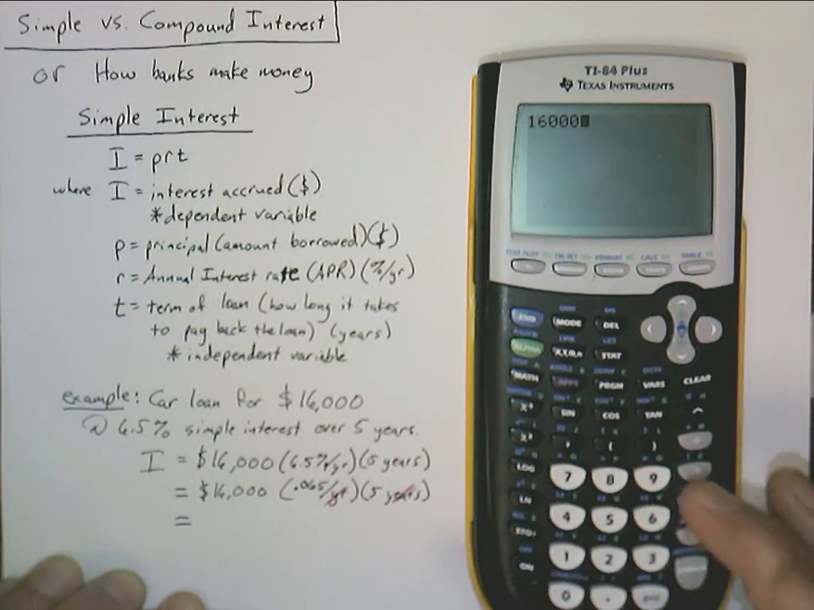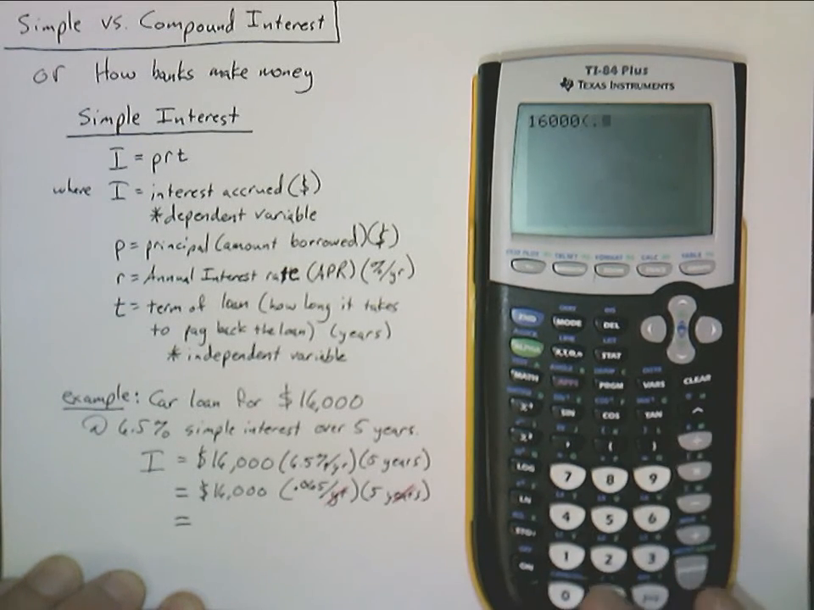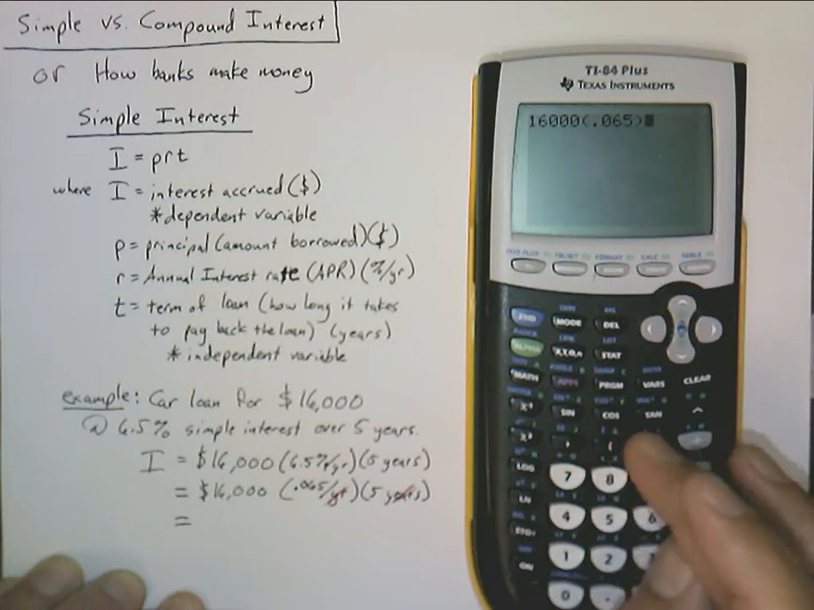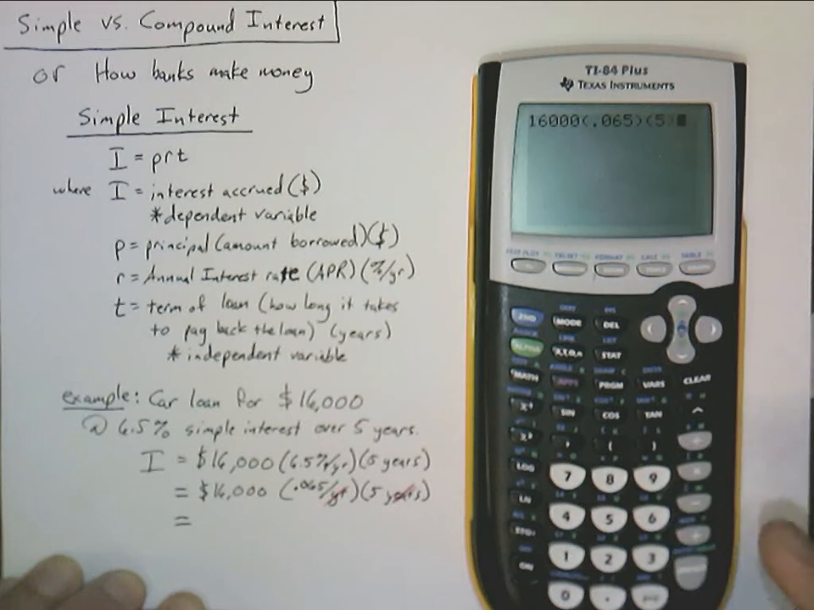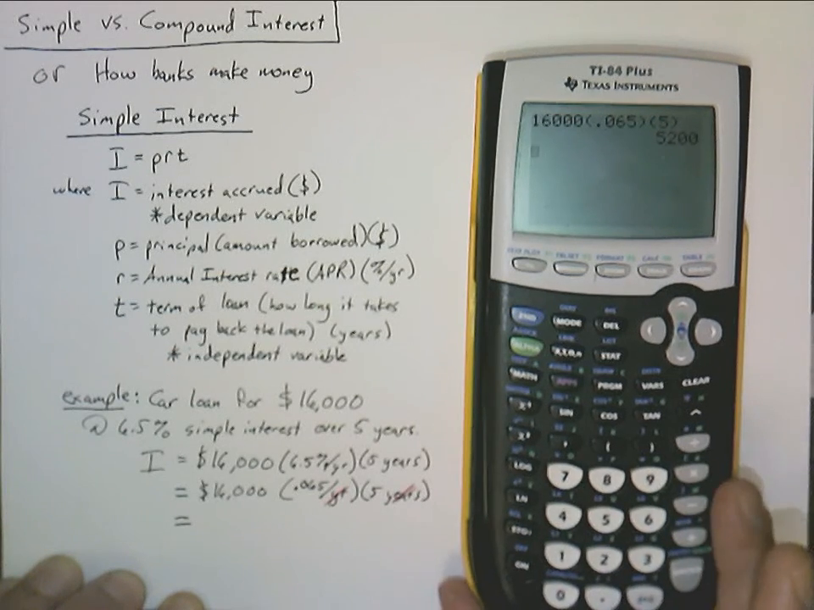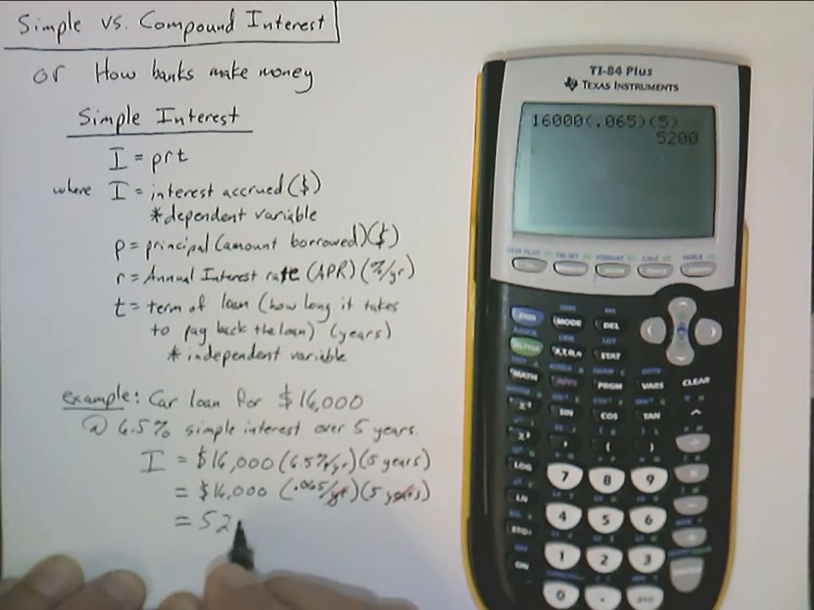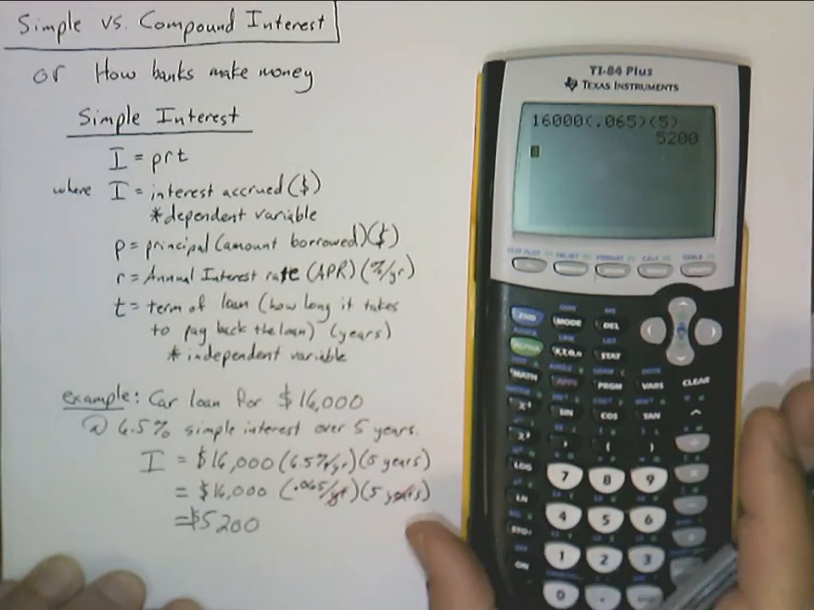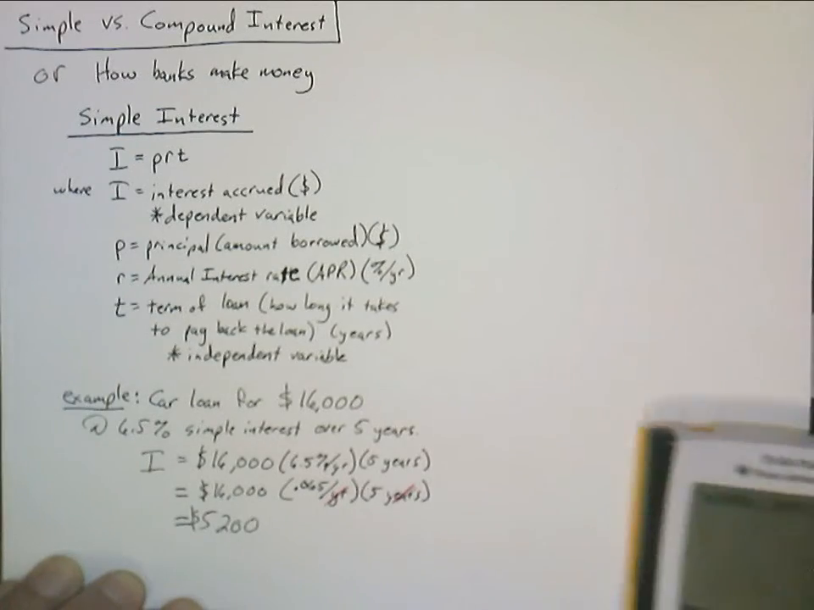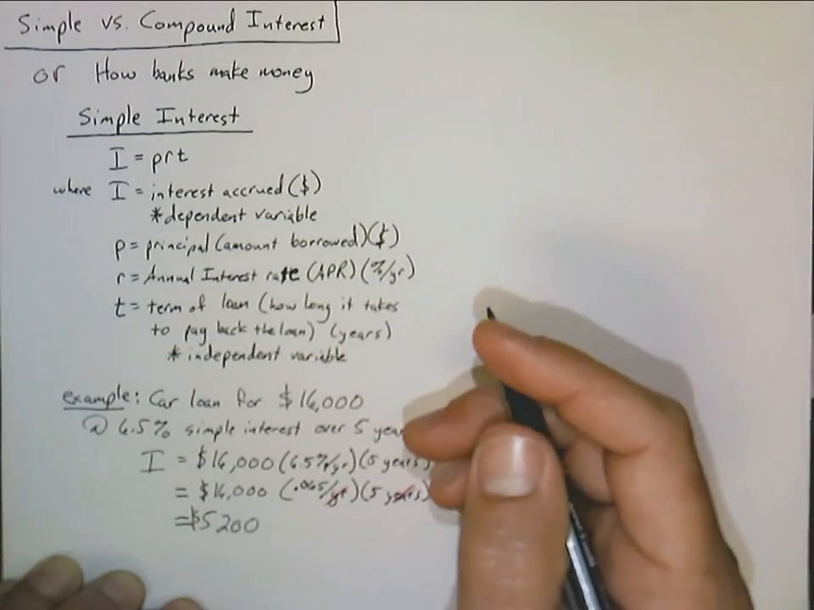And so let's calculate that really quick. 16,000 times 0.065 times 5 gives us $5,200. So that's how much we're going to have to pay back, just in interest. But that's on top of the principal.